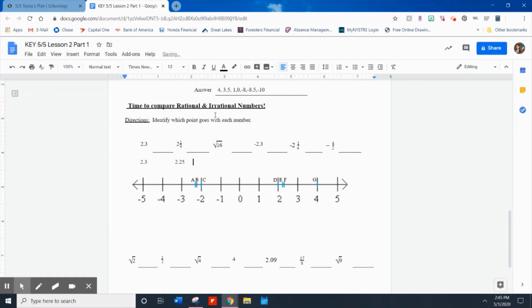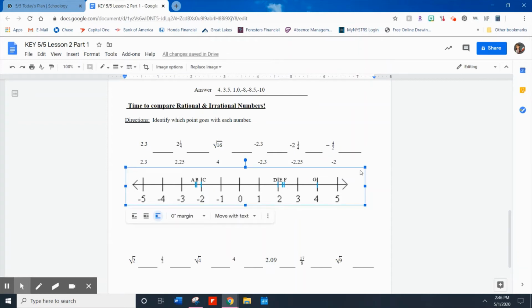Square root of 16. Okay, we want to convert that to a regular number. So let's take the square root of 16 and we should get 4. Negative 2.3 is just negative 2.3. Negative 2 1/4 is going to be the same as 2 1/4, except it's just negative. And then negative 4 halves, or negative 4 divided by 2, simplifies easily to negative 2.